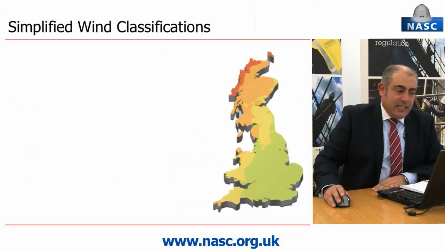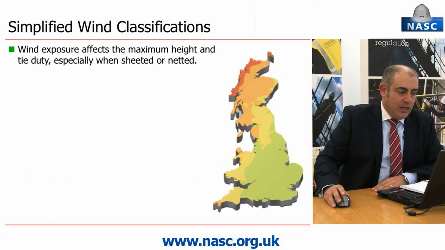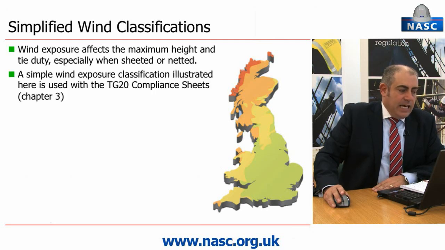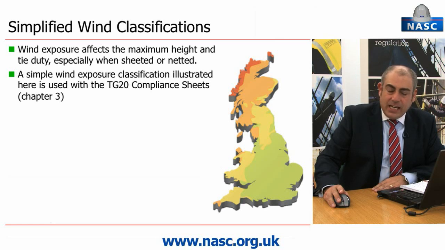The operational guide features a simplified wind classification. Wind exposure affects the maximum safe height of scaffolding and the tie duty, especially when the scaffold is sheeted or netted. A simple wind exposure classification is illustrated here and is used within the TG20 compliance sheets of Chapter 3.